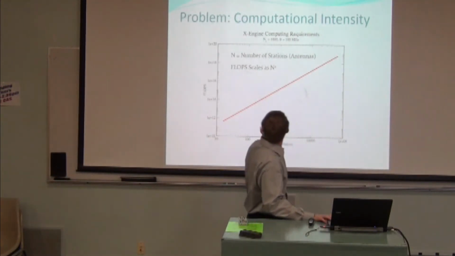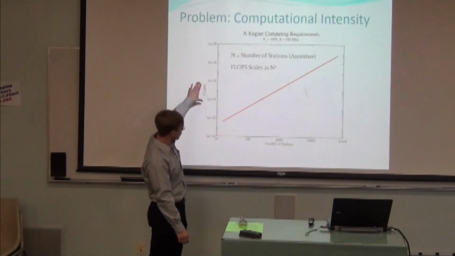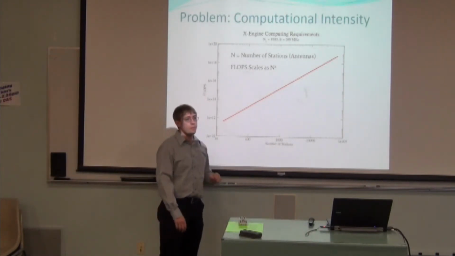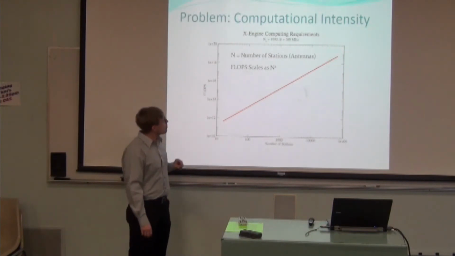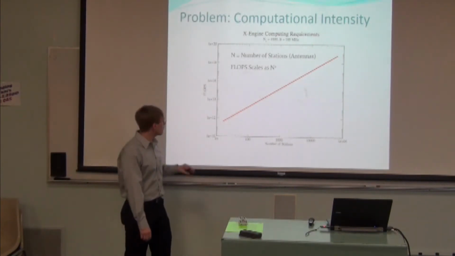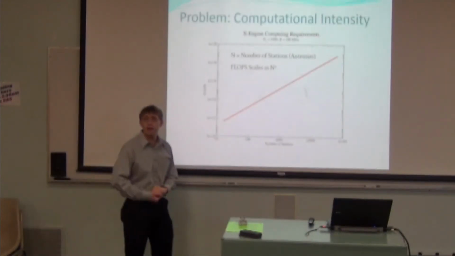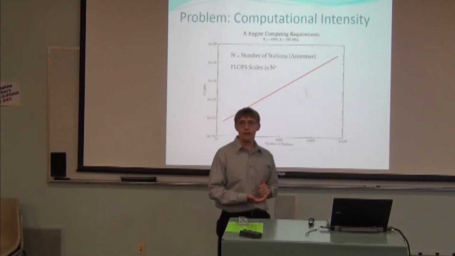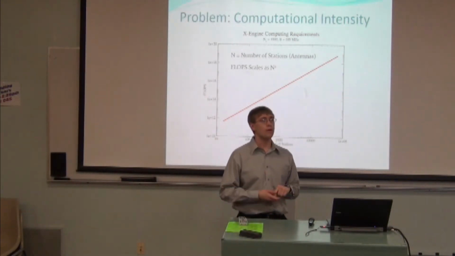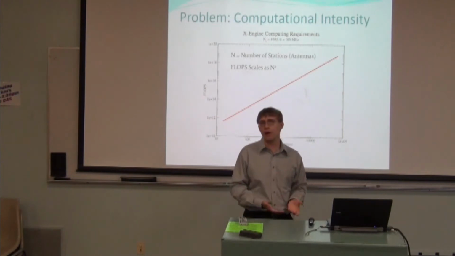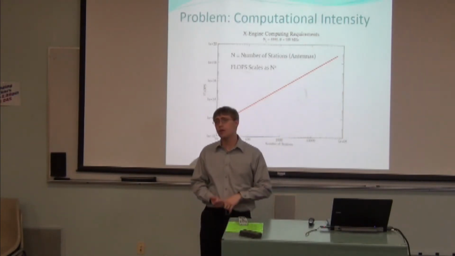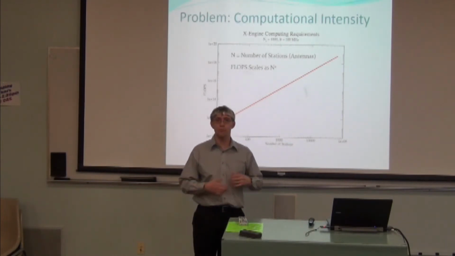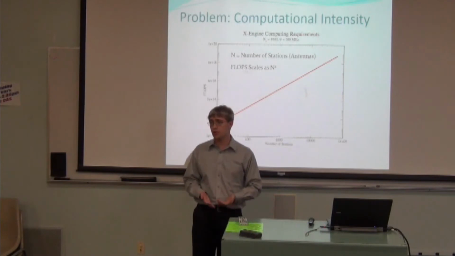So this graph shows you the computational intensity on the y-axis in floating point operations per second versus the number of stations. Now, both of these are log scale, but they're different log scales. So if you plotted this directly, you would just have a quadratic function. So with n stations, that scales to n squared calculations. So if we multiply the number of stations by 2, we multiply the number of calculations by 4. So as you increase the number of stations, you dramatically increase the amount of computations you need to do.